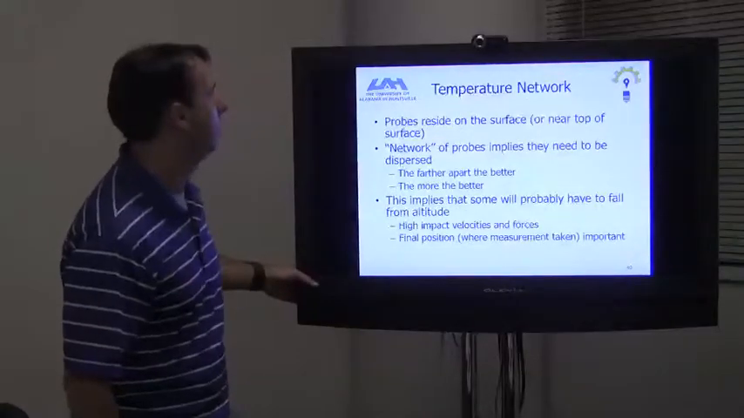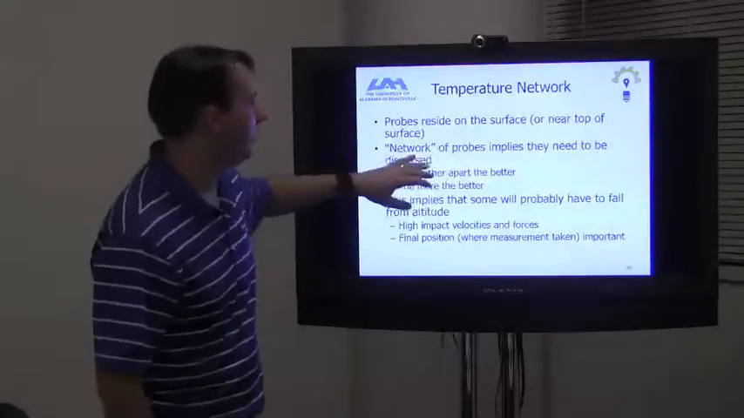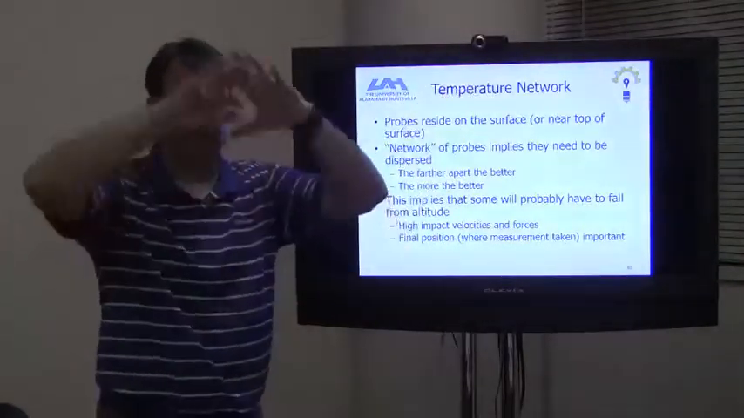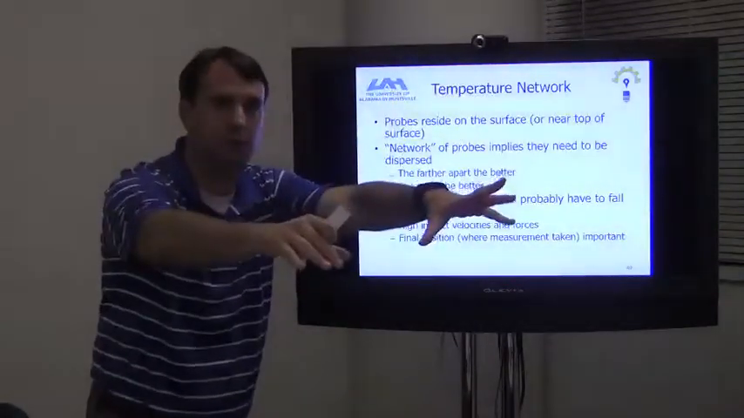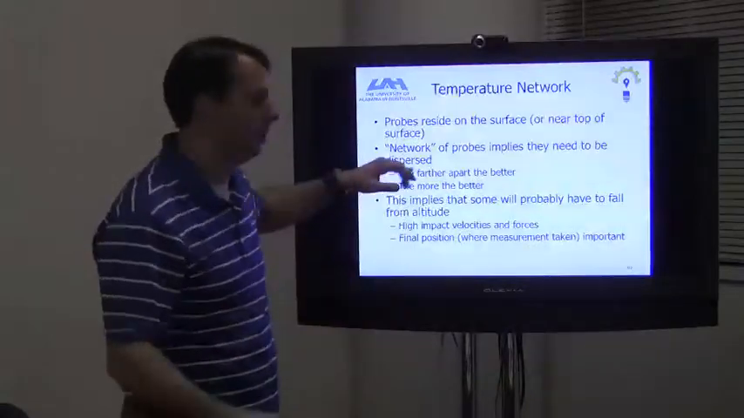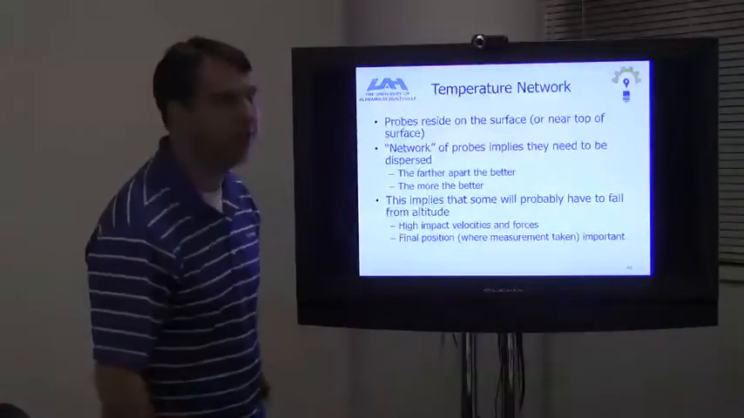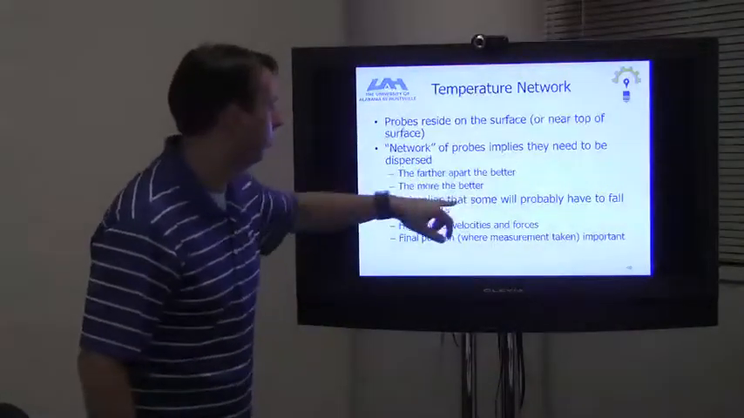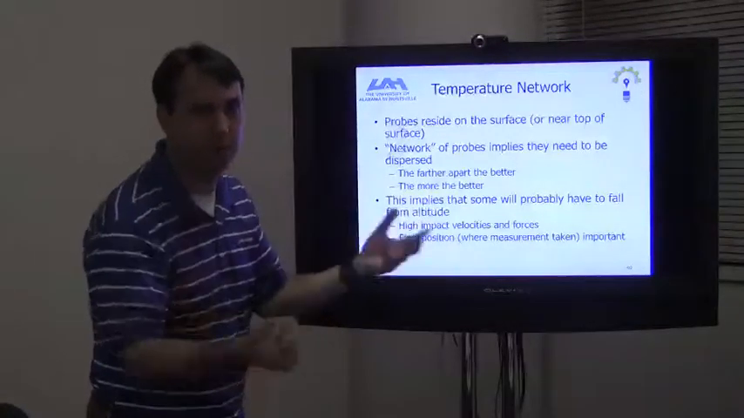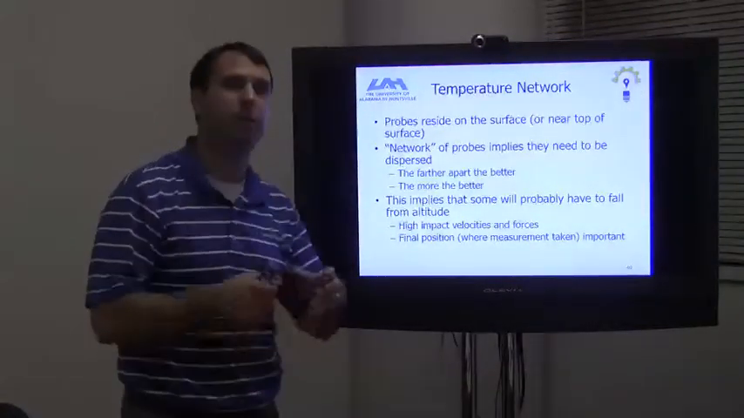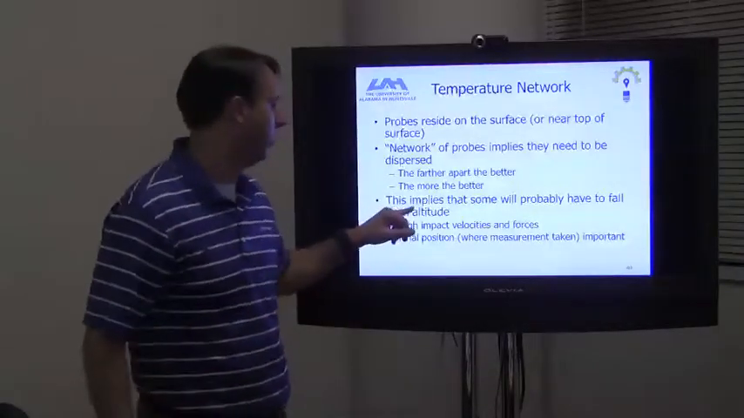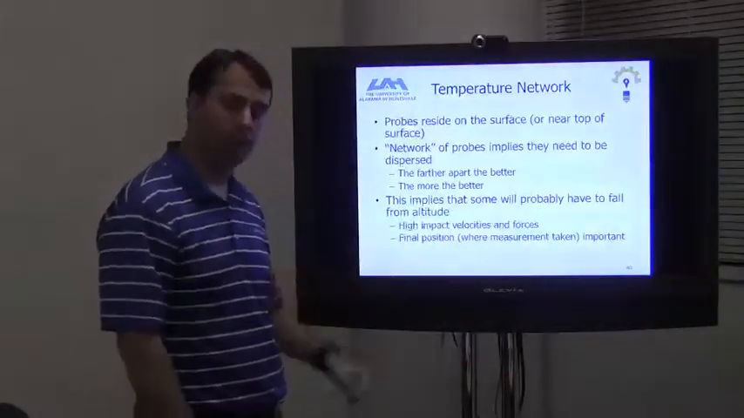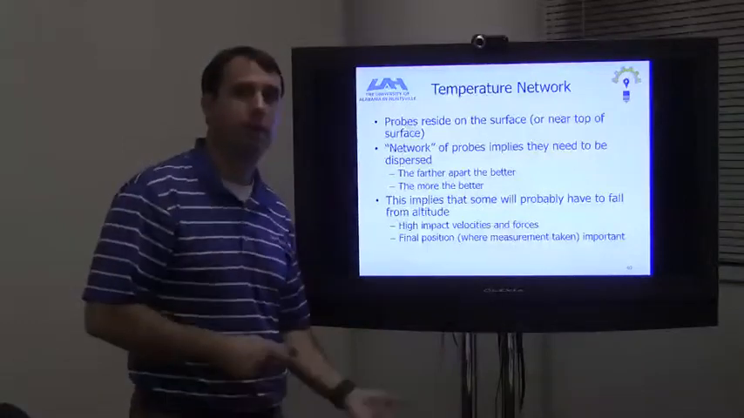So temperature network, again, the probes are out on the surface. It's a network of probes. Think of it like a shotgun approach to temperature probes. Just a bunch of them, as many as you can fit. And the farther apart the better, the more the better. It gives a better variety. Unless you want to concentrate on a specific region of Venus, that's different then. This implies that some of them will probably fall from an altitude, just like before.